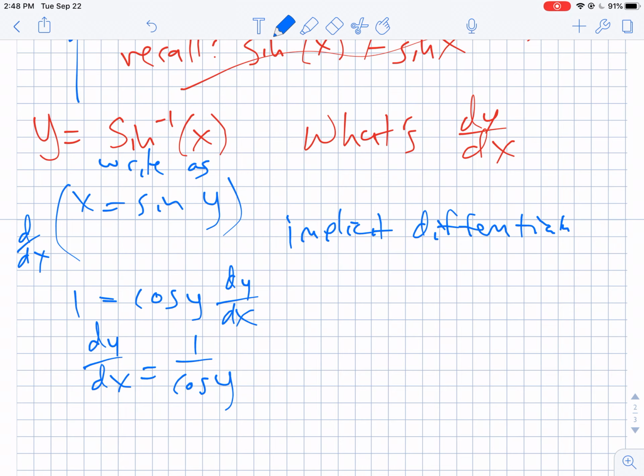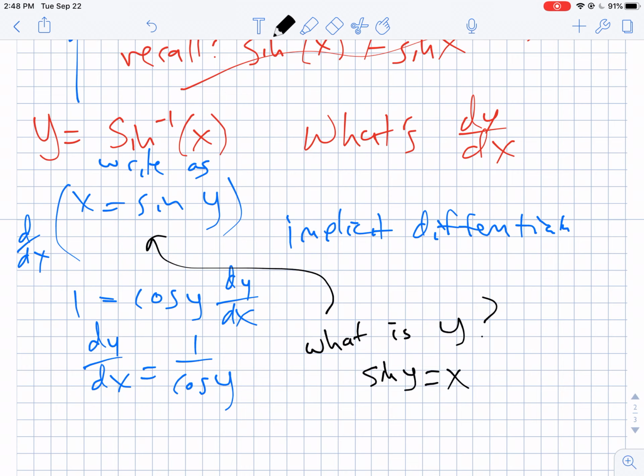Now, that's not really that helpful because I'd love to be able to write dy dx in terms of x, like the original function. So how can we work with cosine of y? What do we know about y? Well, the best equation we had is right here. We know that the sine of y is equal to x.